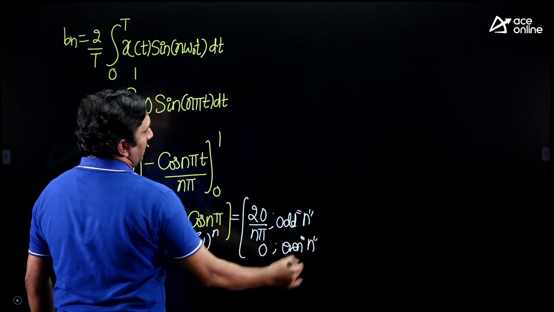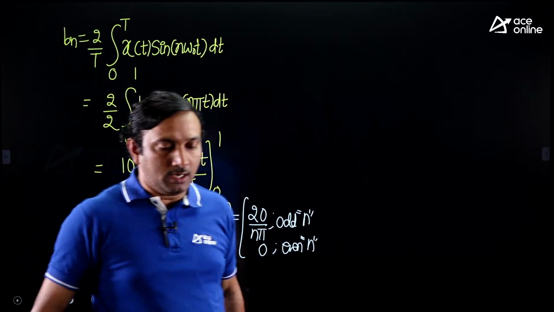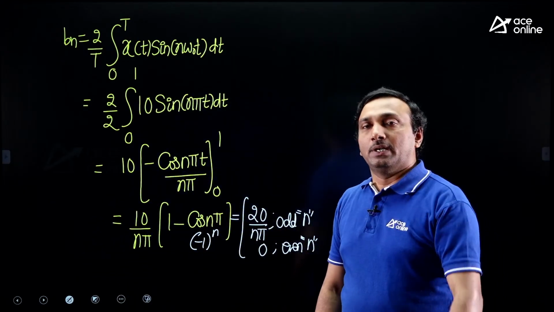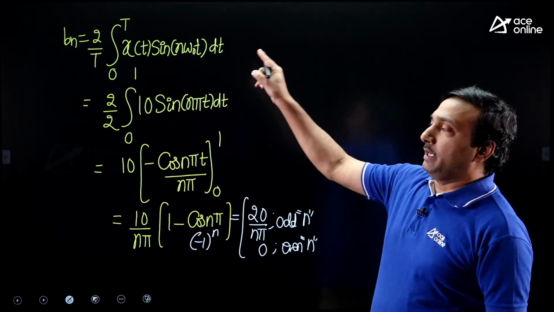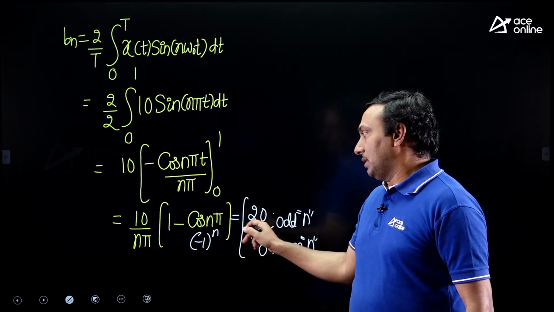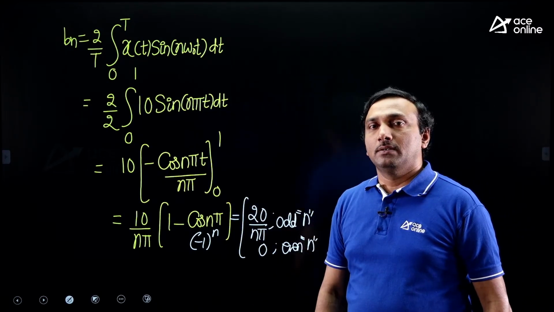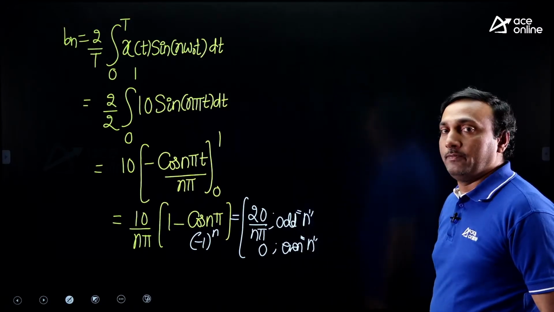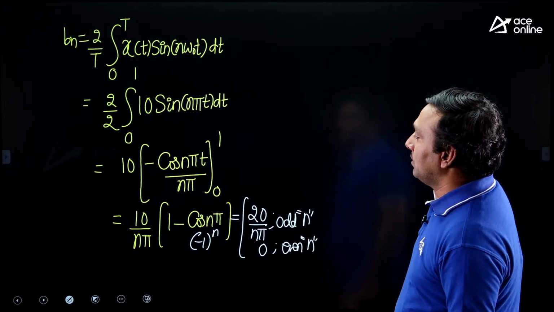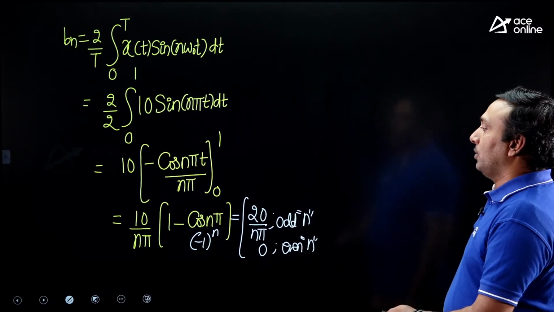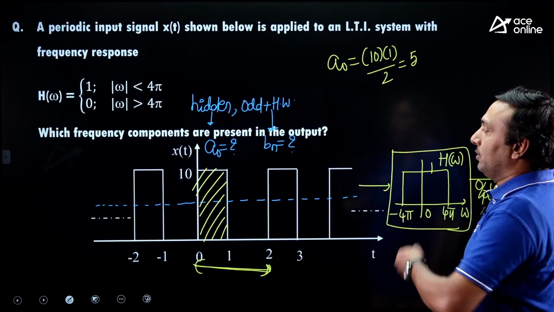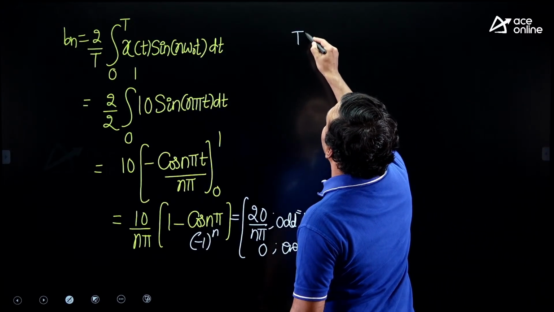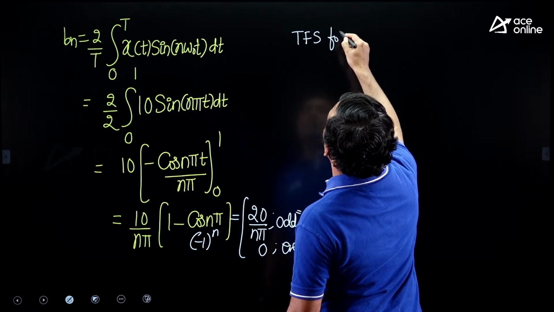After solving Bn, we got the answer only for odd harmonic components. That itself indicates half wave symmetry. We are defining Bn, which means odd symmetry, but that Bn answer is strictly valid for odd frequencies. That indicates extra half wave symmetry. So now we are in a position to know the A0 value as well as the Bn value. So what is the TFS form of the input? You can say the trigonometric form of the input.